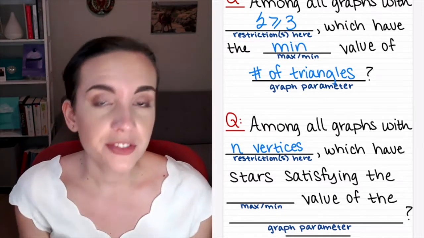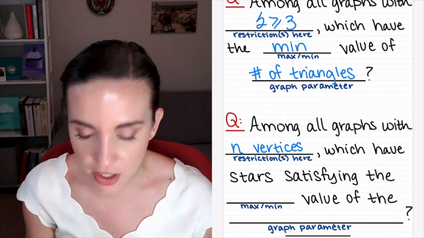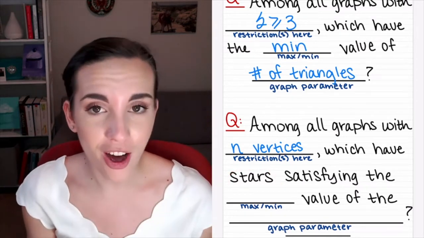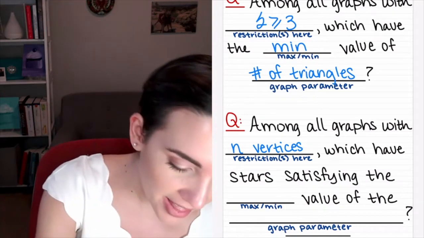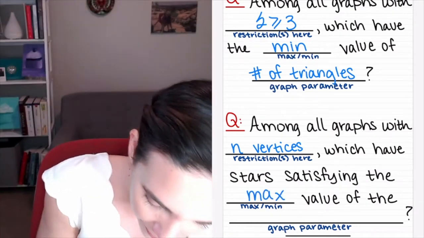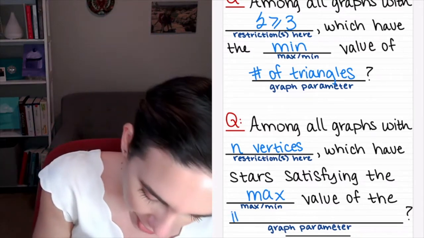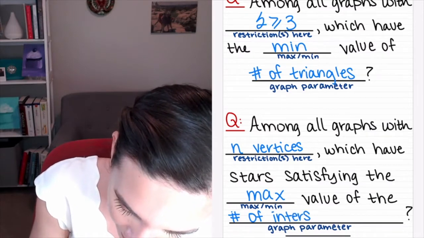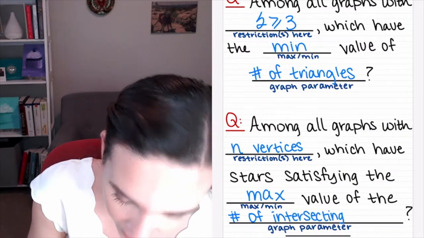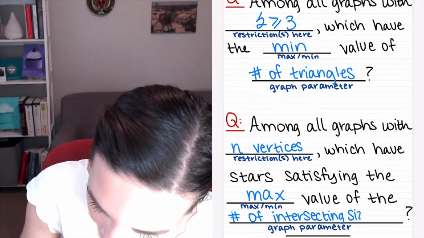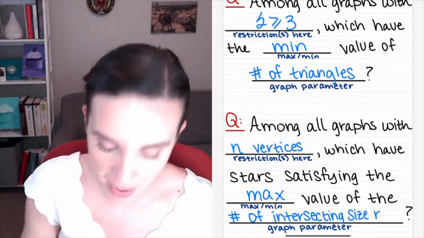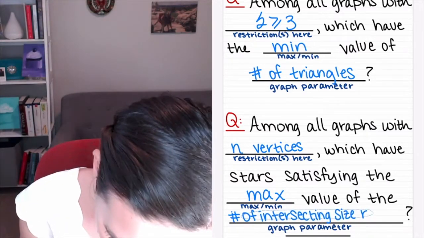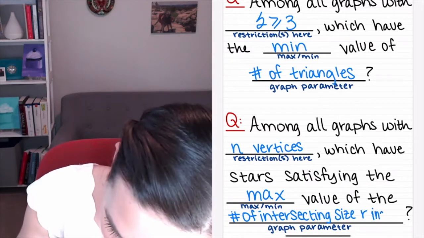So among all graphs with n vertices, which have stars, so I need to tell you what a star is, but whatever these stars are, satisfy that they have the maximum value of the number of intersecting size R independent sets.